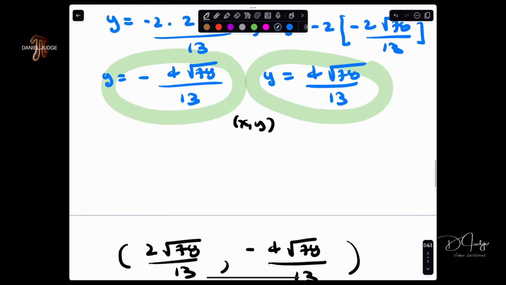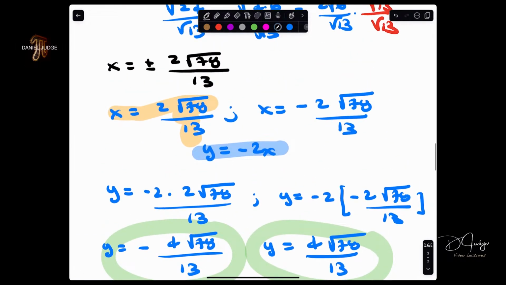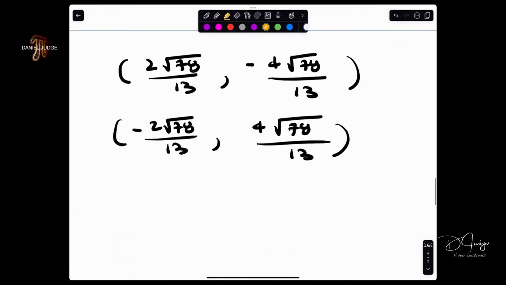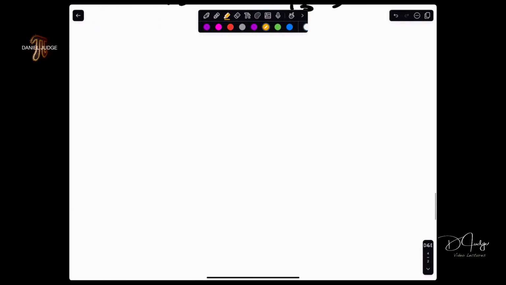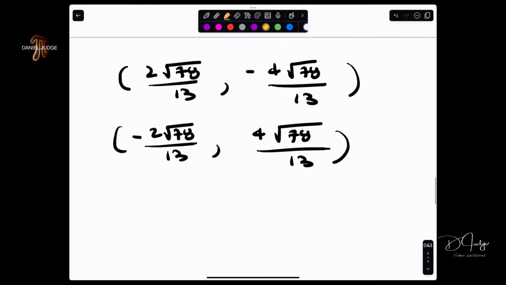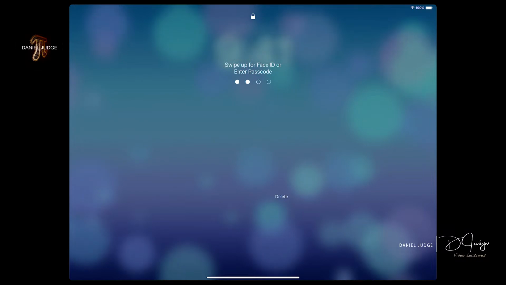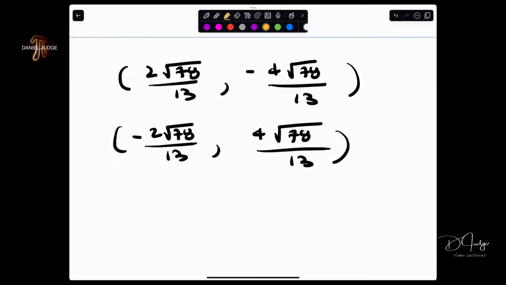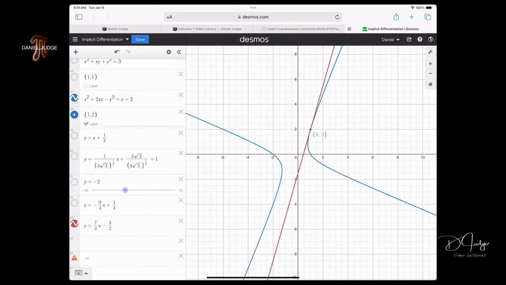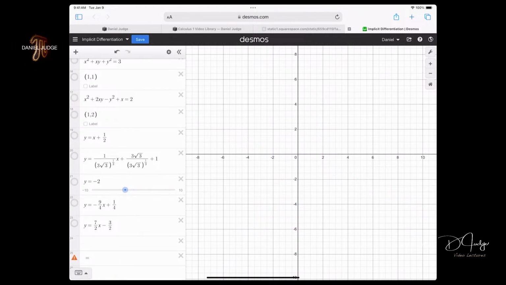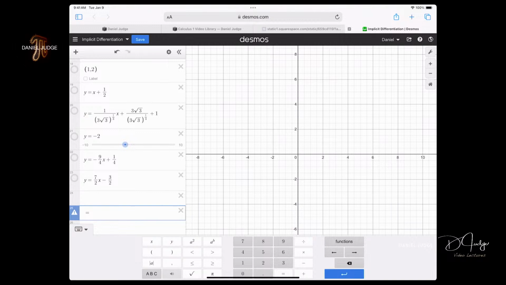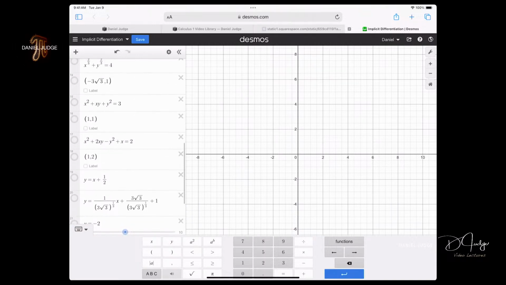Now let's double check here. Just to remind people of what we just did, you end up with these 2 points. This is the answer. Now, if I said let's take a look at Desmos, I'd have to remember these numbers, which is going to be hard. So let's go to the curve.